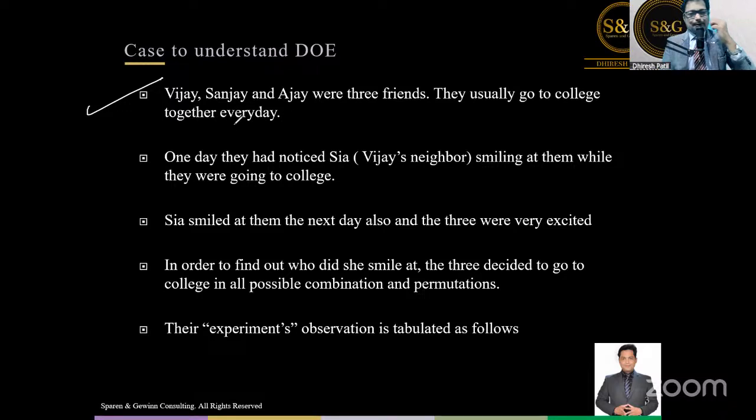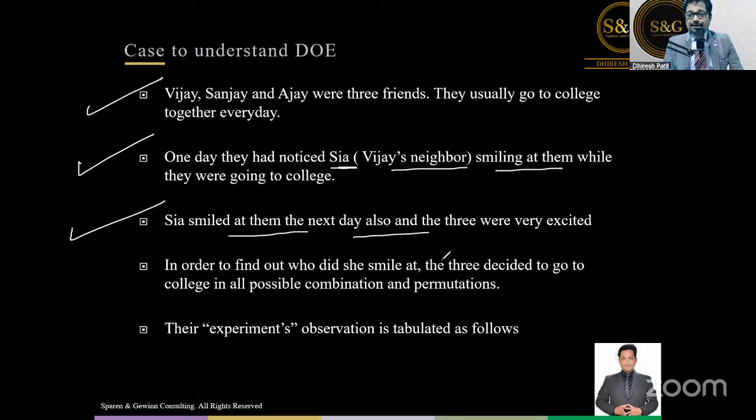Anyways, it is about those pink college days, right? So Vijay, Sanjay and Ajay are three friends and they go to college together, and one day they saw Sia, who is Vijay's neighbor, smiling at them. Wow. So three young boys going to college together and a young girl smiling at them. What else can you ask for, right? So Sia smiled at them the next day as well. Now these guys are excited about who is the lucky guy Sia is smiling at.